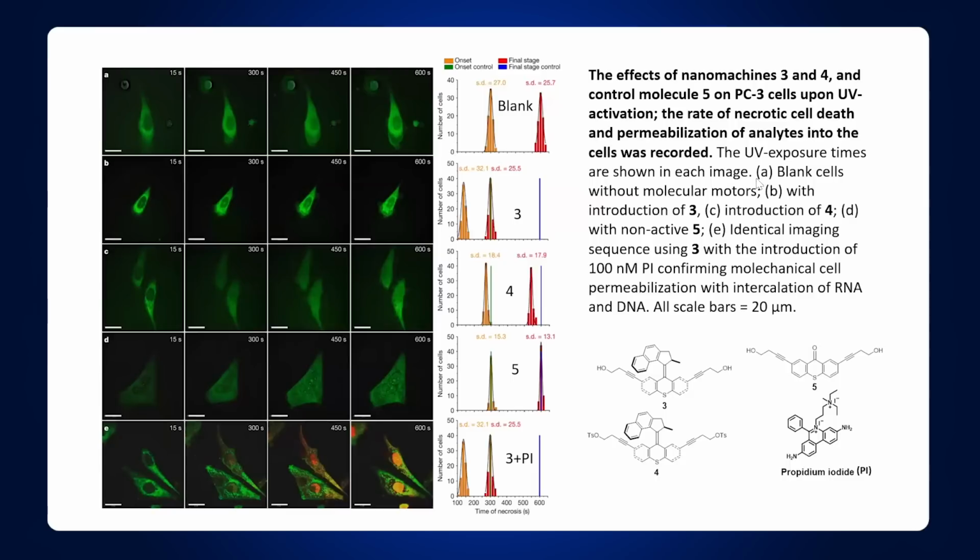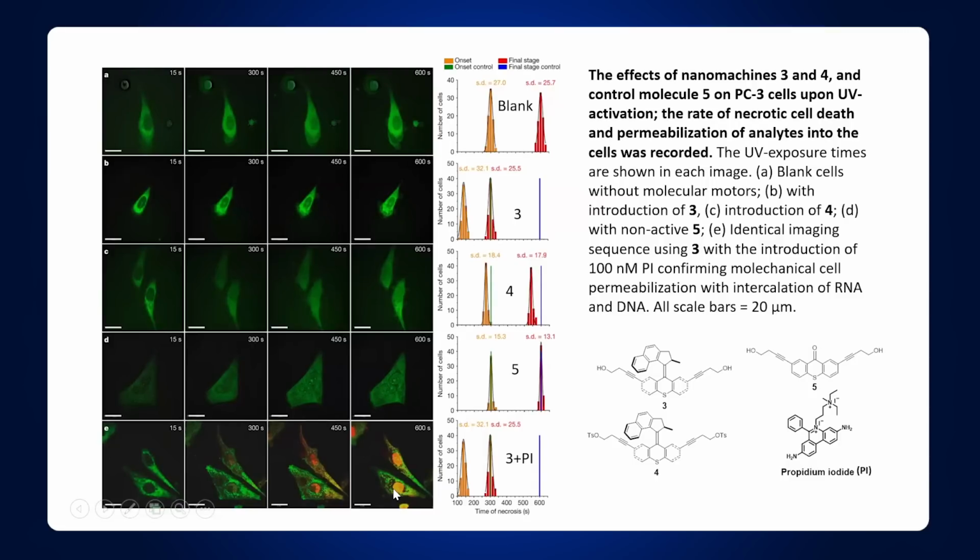And so in the blank, there's no propidium iodide going into this thing, and you shine a light on it for 15 seconds, 300 seconds, 450 seconds, 600 seconds. So then what happens, this is the time that it took to necrose. And so what happens is, as you take this molecule 3, they started to necrose almost instantly, and the later ones, starts here, ends here. And so it's happening much more quickly.